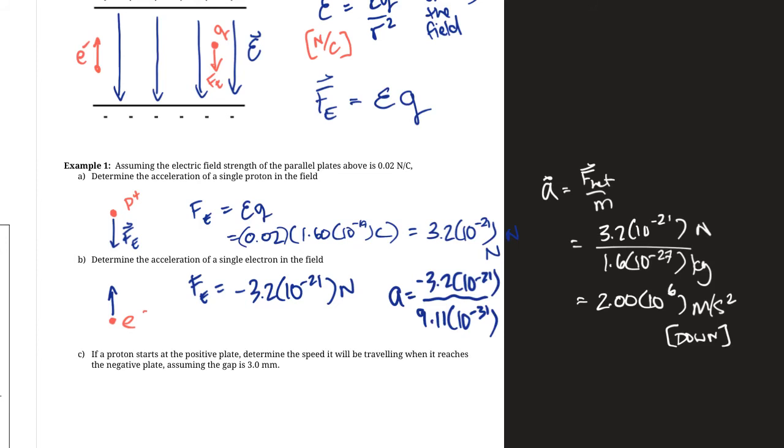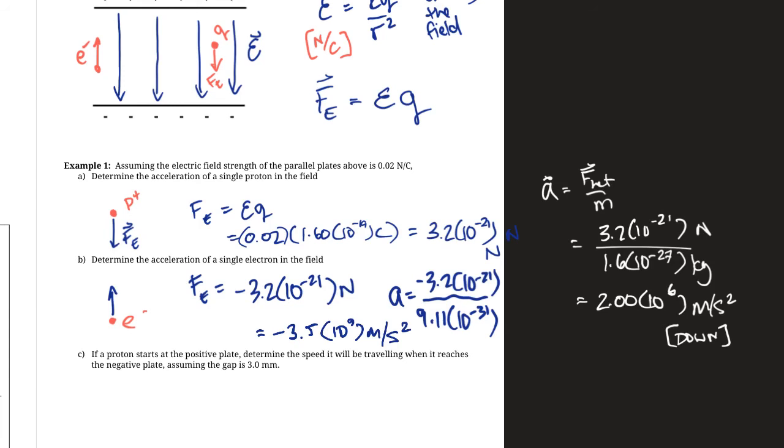Negative 3.5, let me write it over here. Sorry, I didn't give myself enough space here. Negative 3.5 times 10 to the 9 meters per second squared.